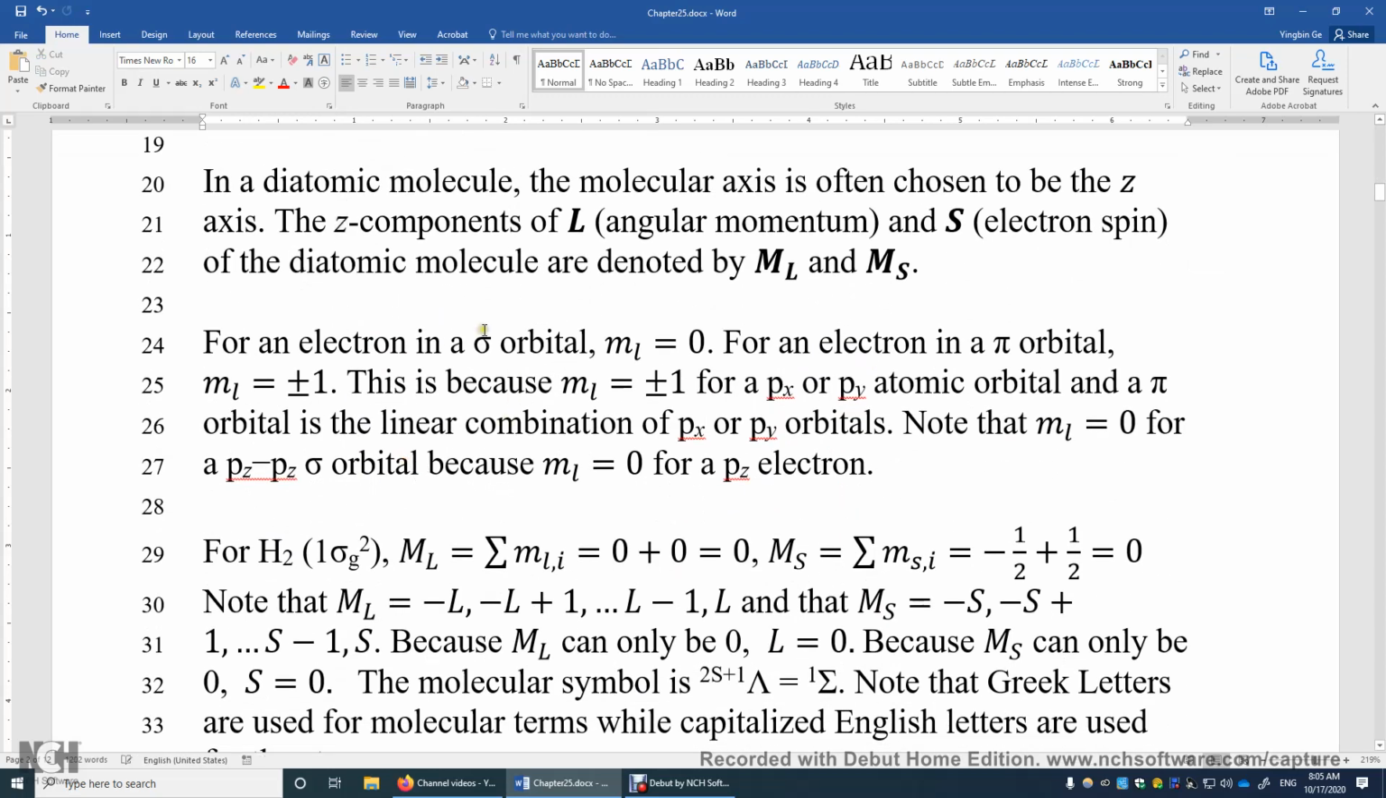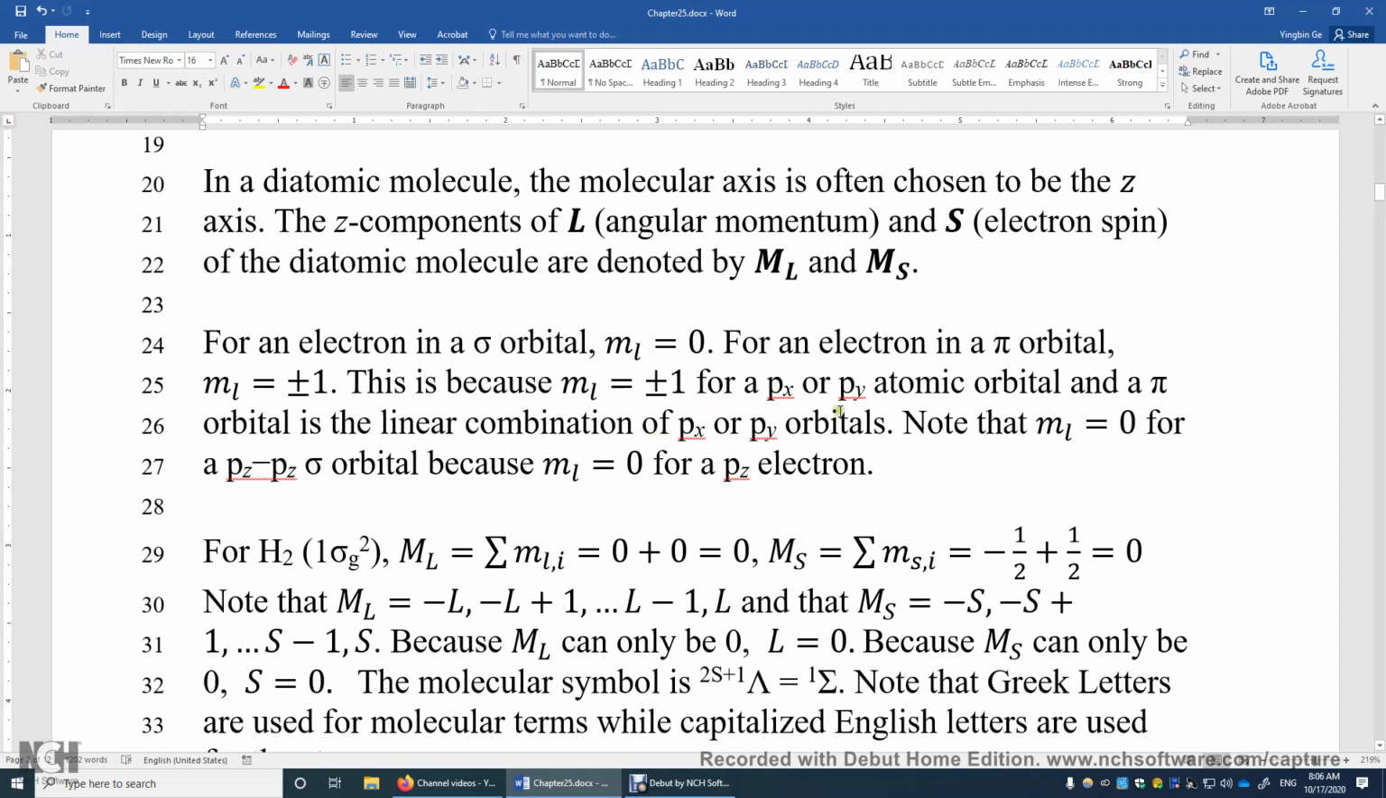For an electron in a sigma molecular orbital, m sub l is 0. Well, this is because m sub l is 0 for s orbitals. So when you form a sigma bonding orbital from those s orbitals, m sub l is still 0. For an electron in a pi orbital, m sub l is plus 1 or minus 1. This is because m sub l is equal to plus or minus 1 for px or py atomic orbitals. And a pi orbital is simply the linear combination of px or py orbitals.